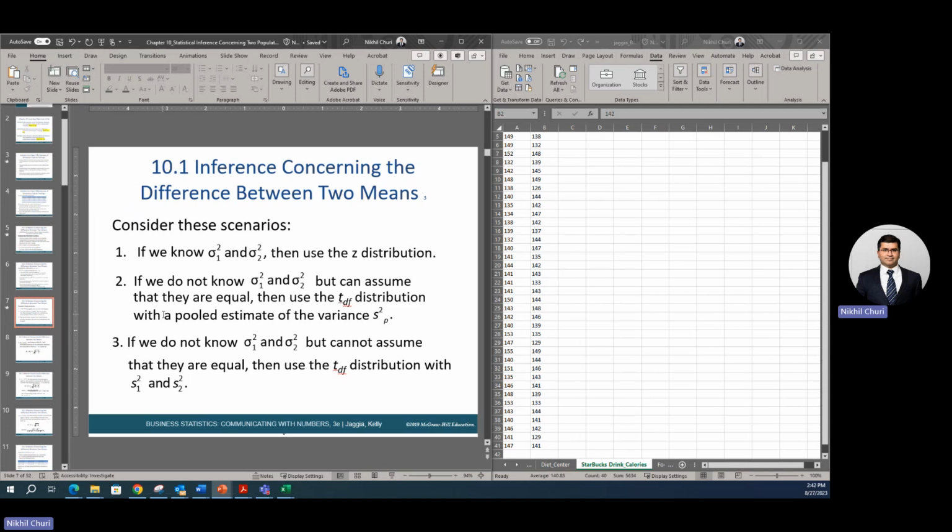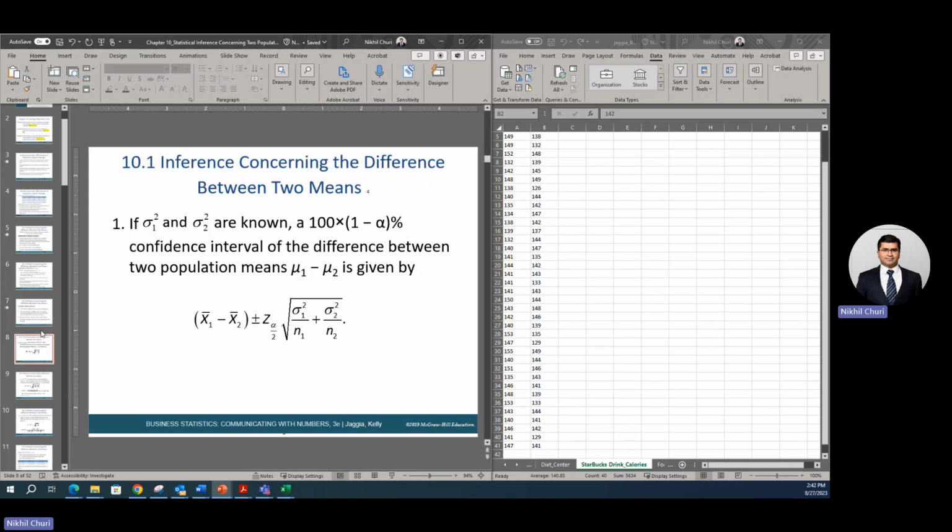And the third scenario is if we do not know sigma 1 square, meaning the variance for population 1, and the variance for population 2, and we cannot assume that they are equal, then we use the t distribution with S1 square, meaning the variance for sample 1, and S2 square, which is the variance for sample 2. So let's learn a little bit more about all these three scenarios as we move forward. Next slide.